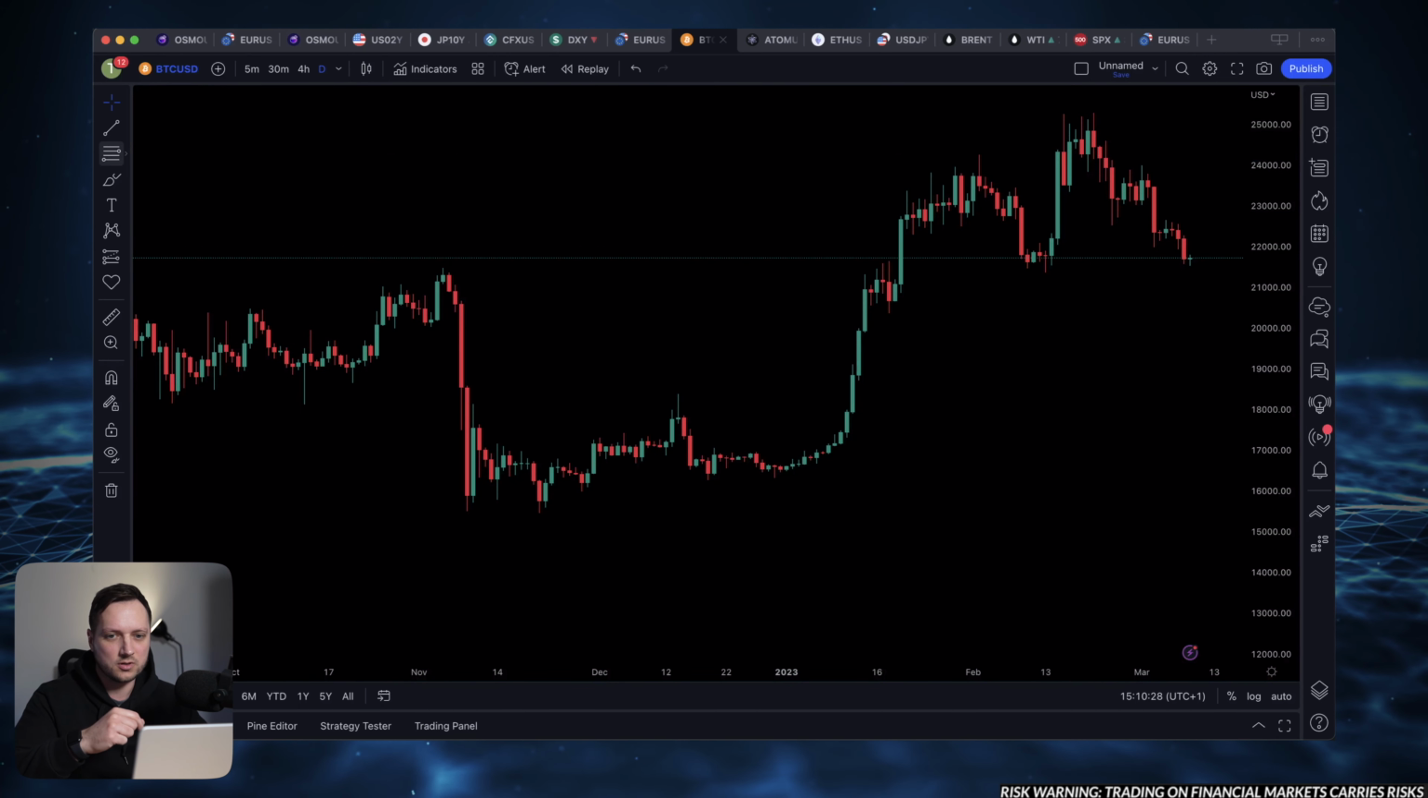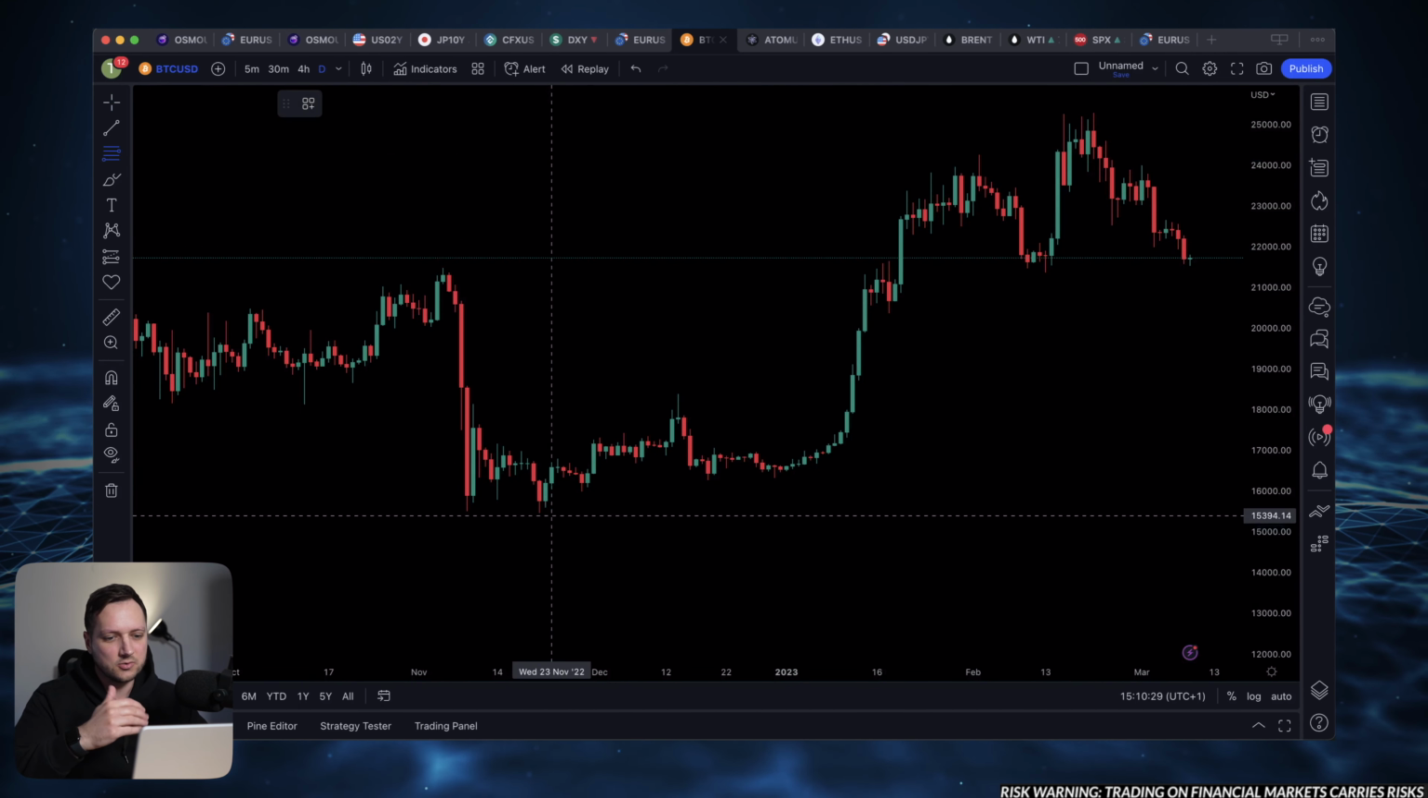So again, we are clicking on this. You can either measure it from the wick, from the lowest point of the wick, or from the closing price, or from the closing price in this situation.